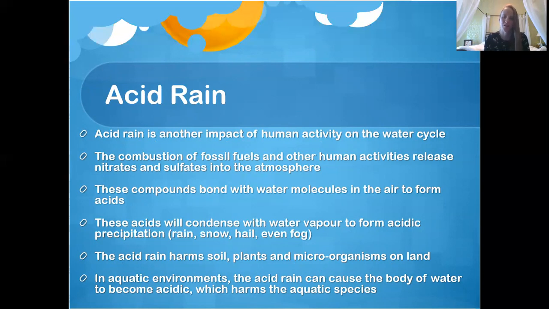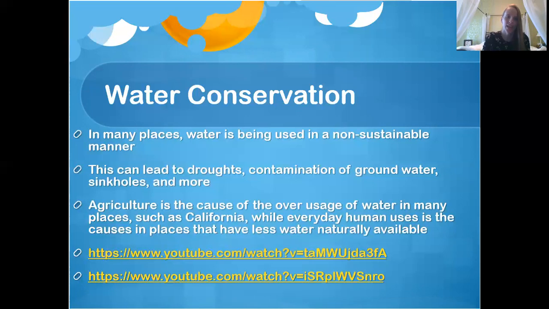That acid rain can harm the soil, plants, and different microorganisms on land. It can actually cause aquatic ecosystems to become dead. Lakes can become so acidic that living things can't survive there anymore. And even before that, usually fish stop laying eggs and stuff like that. And then lastly, we'll talk about water conservation really briefly.